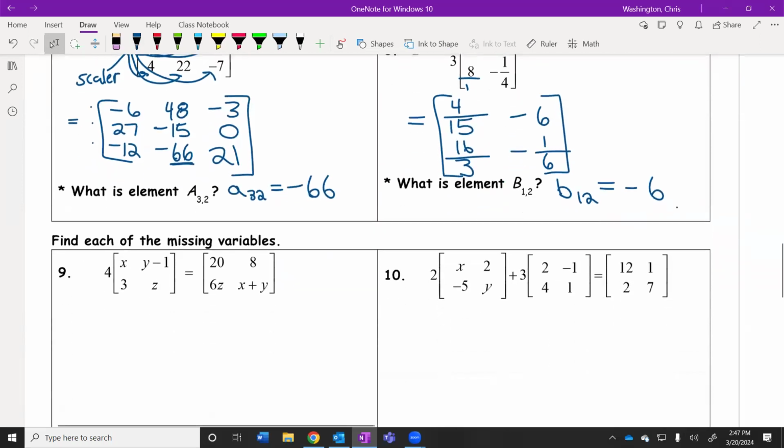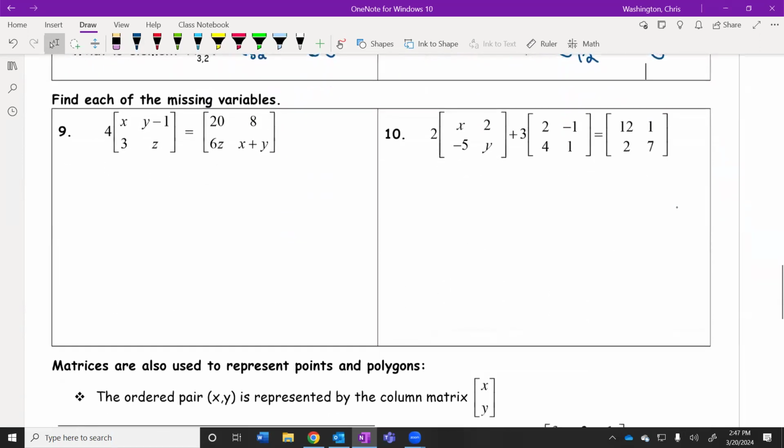Now, can we kind of combine everything we've learned so far today? This number 9 and 10 here really just combines everything we've learned so far. Scalar multiplication, addition, and equality all show up here. So if we're going to solve for x, x and 20 are in corresponding positions. But does that mean x equals 20? No, because we got a scalar outside, which is a 4. So what do I need to do with that x? What do I need to multiply it by?